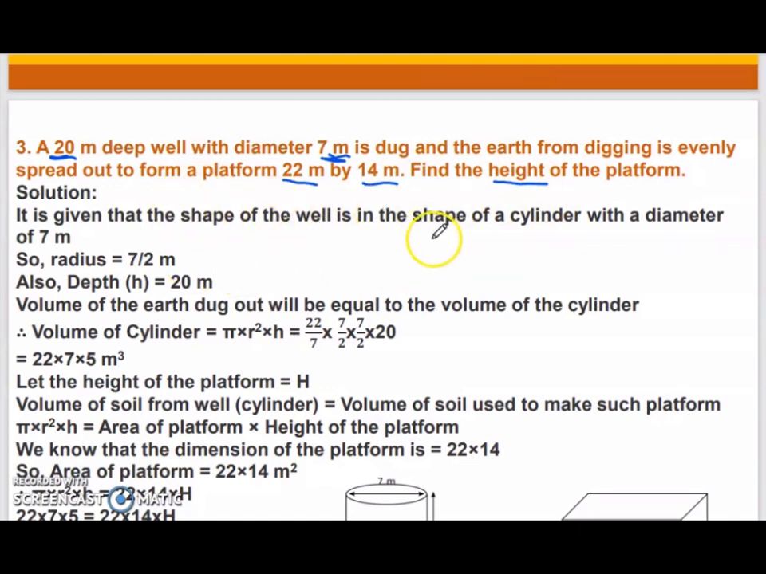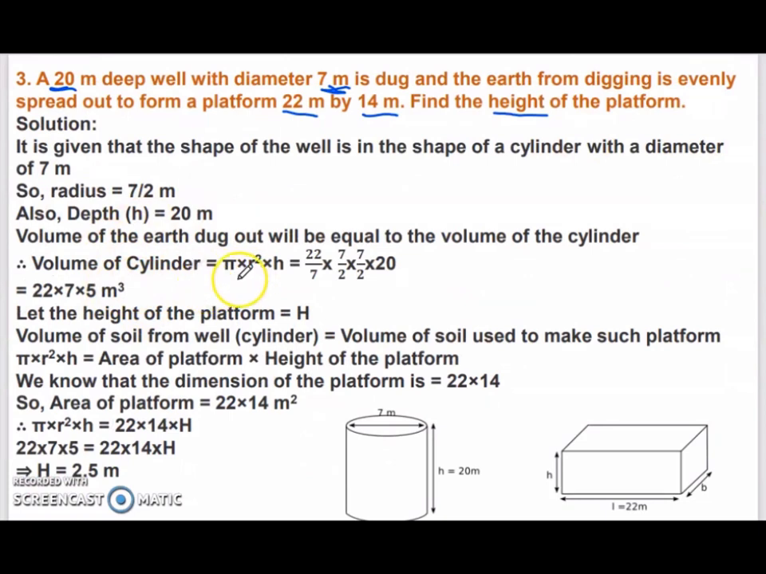And both the volumes will be same because whatever volume of earth is removed from here, same is put in this cuboidal platform. So volume of the well will be equal to volume of the platform. So pi r square h and LBH you have to equate. So volume of the cylinder will be pi r square h, where r is 7 by 2 and height is 20. So with this you will get the volume.